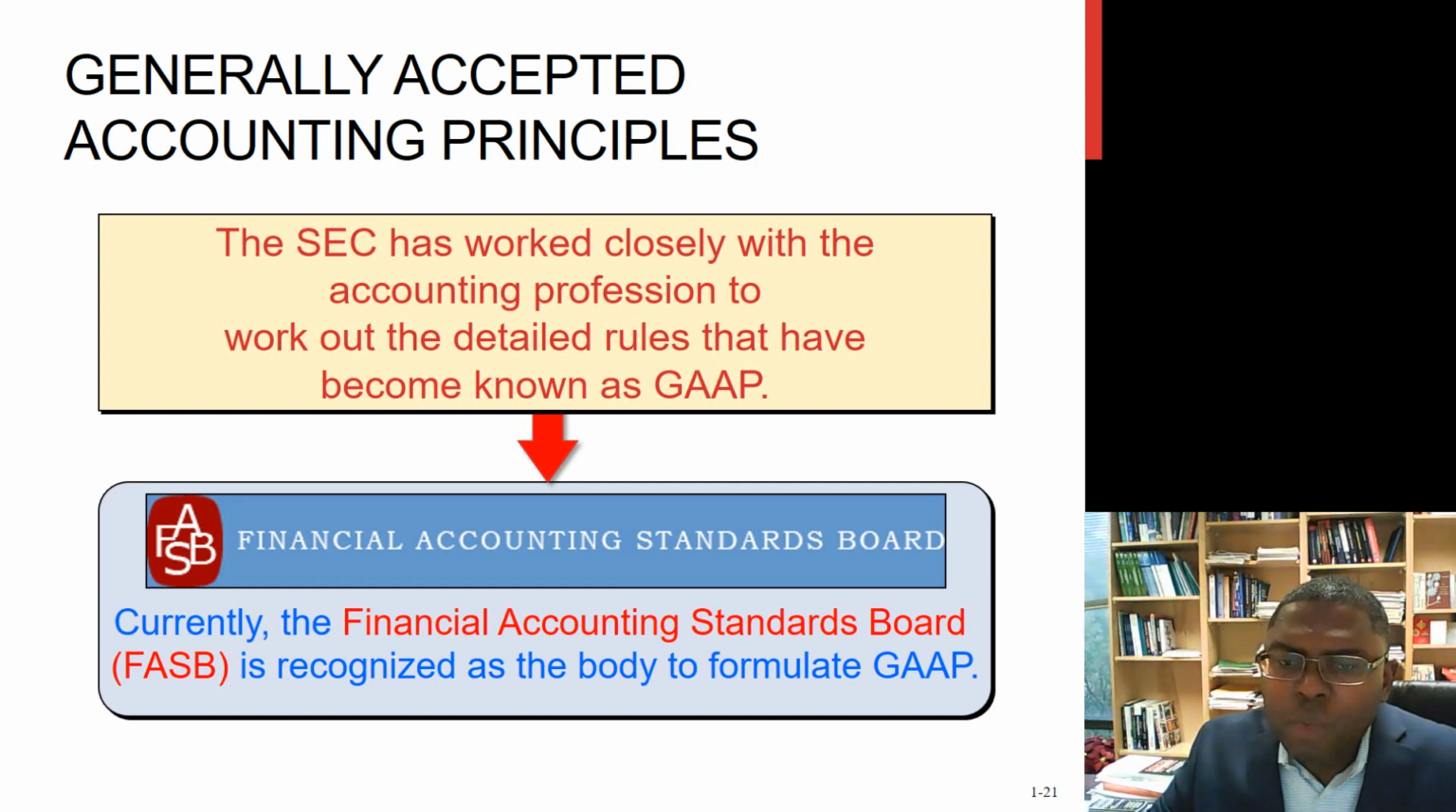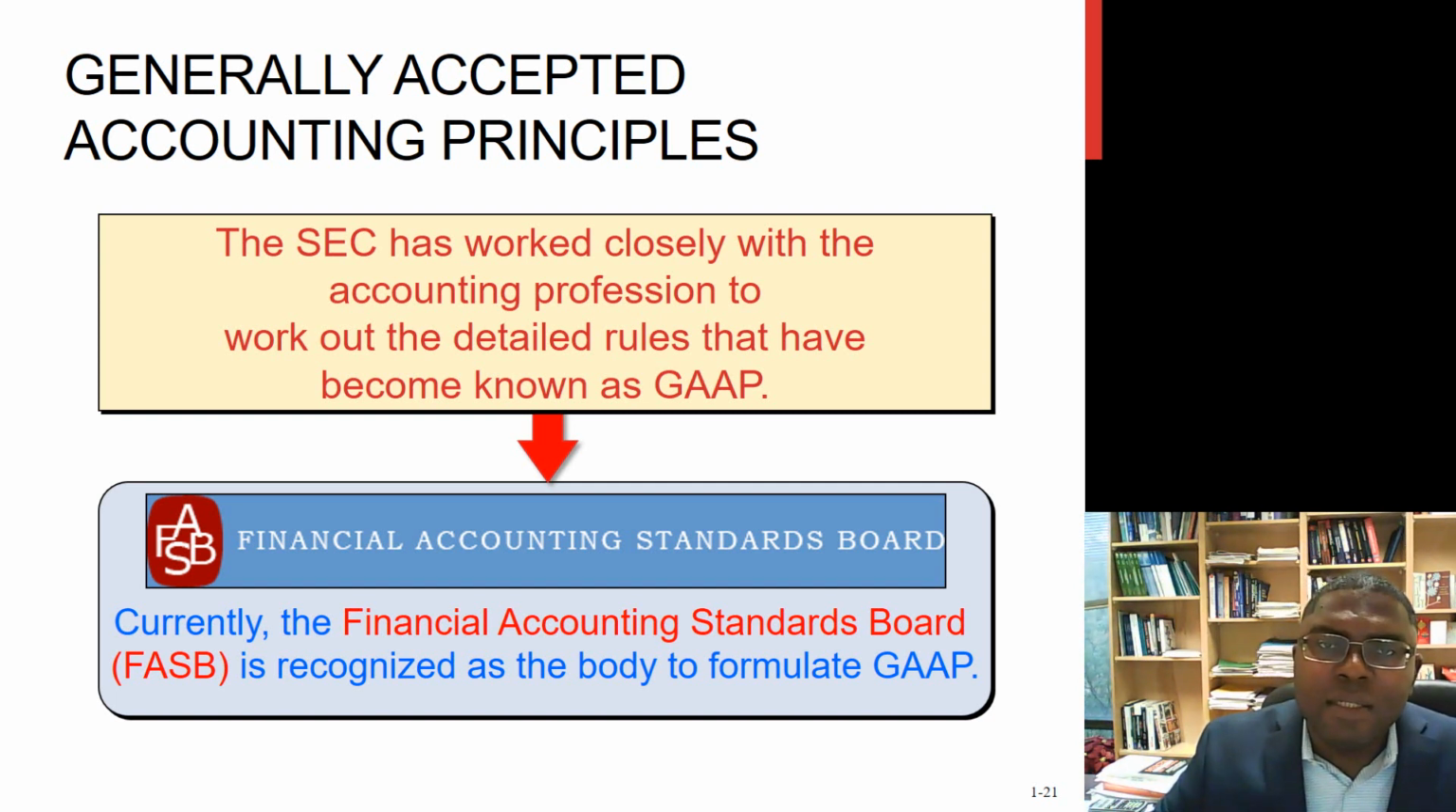The body that they work with is the Financial Accounting Standards Board. The Financial Accounting Standards Board is recognized as the body that formulates GAAP. So they work with the SEC, the Securities and Exchange Commission, to come up with the generally accepted accounting principles. And as we have said, this is important because it brings uniformity, which makes comparison possible.